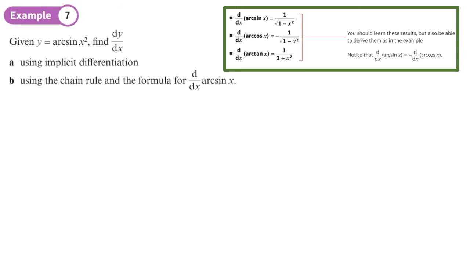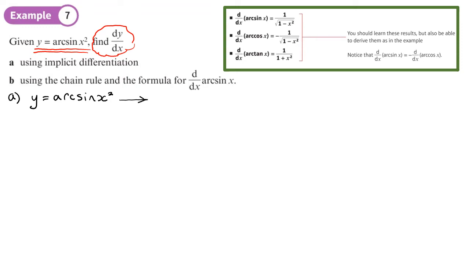Okay, so we're given that y equals arc sine x squared, and we need to differentiate it. We need to find dy dx, and in part A it's telling us to use implicit differentiation, and in part B to use the chain rule and a formula for what you get when you differentiate arc sine x. Now there are some results here, so it's worth learning these results. Right, so let's start by writing y equals arc sine x squared.